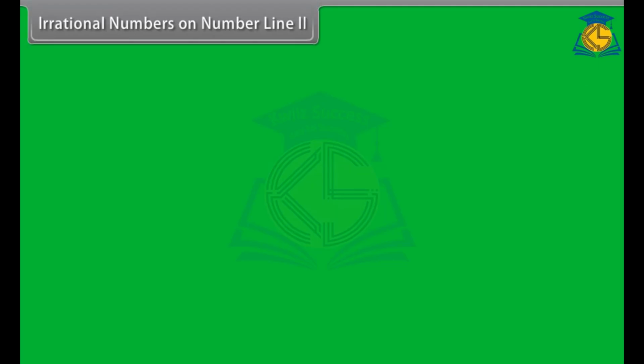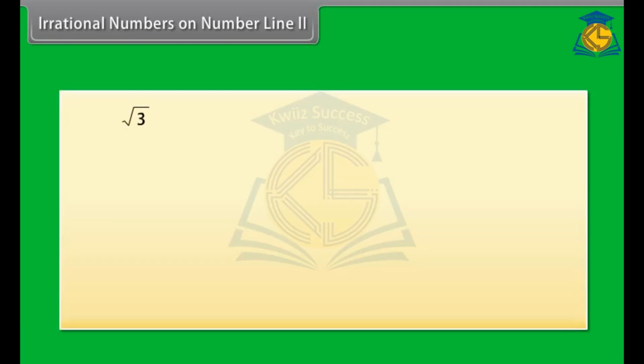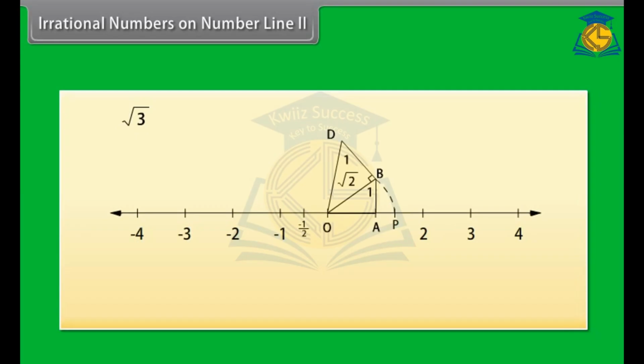Irrational numbers on number line 2. Similarly, to locate square root of 3 on the number line, we will construct BD of unit length perpendicular to OB. Then, by Pythagoras theorem, OD is equal to square root of 2 squared plus 1 squared, which is equal to square root of 3. Now, using the compass with center O and radius OD, we will draw an arc intersecting the number line at point Q. The point Q corresponds to square root of 3 on the number line.